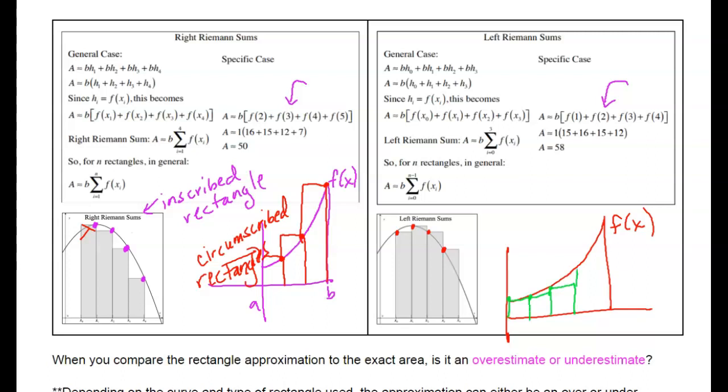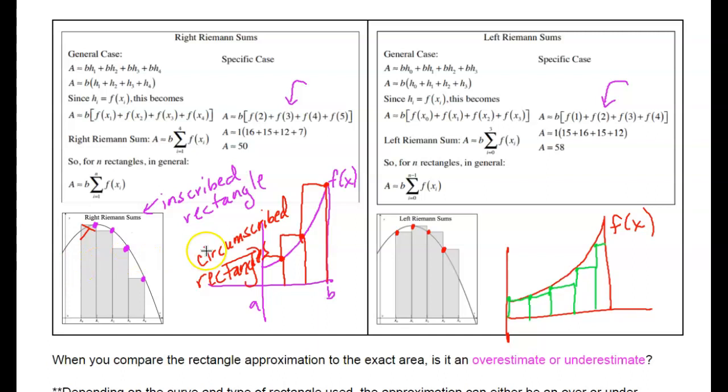So really, if your curve is always increasing or always decreasing, it's either inscribed or circumscribed. If it's increasing and decreasing, you'll get a mixture of both. Okay, so I don't memorize that. I just know what type do I want, where do I want the endpoint. I kind of make a graph and then I figure that out.